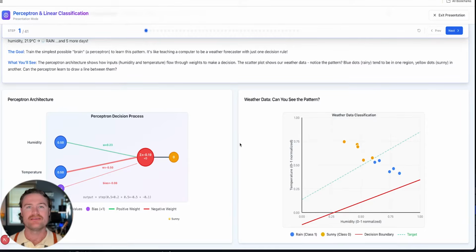So we're going to run through this step by step to actually understand the perceptron and how it is generated so we can understand the concept really well.